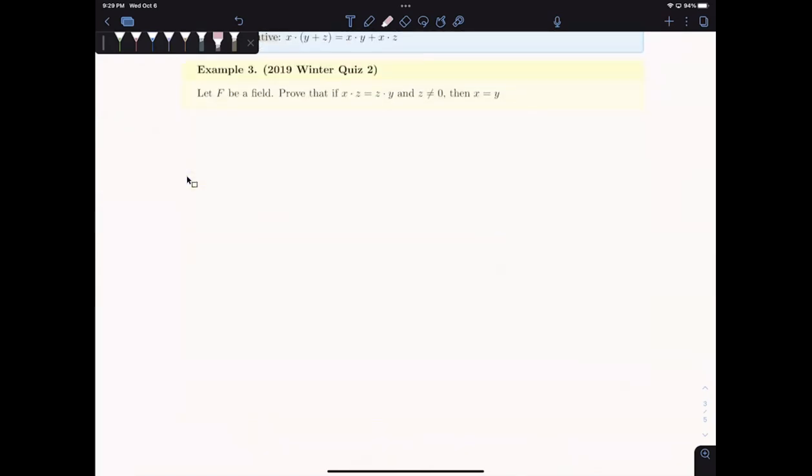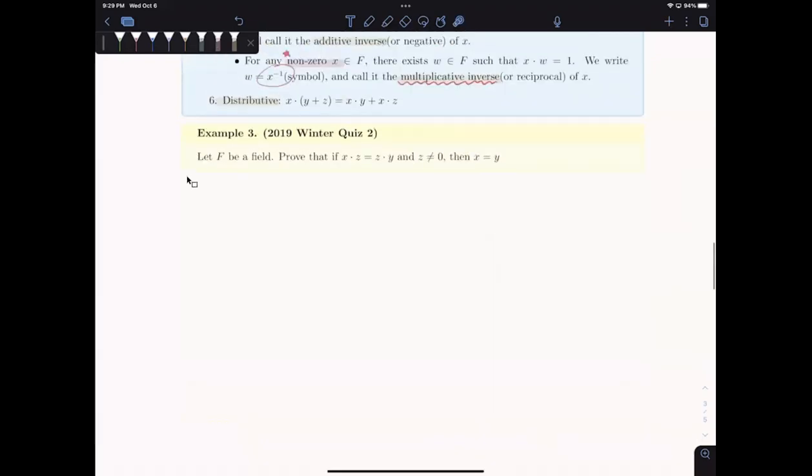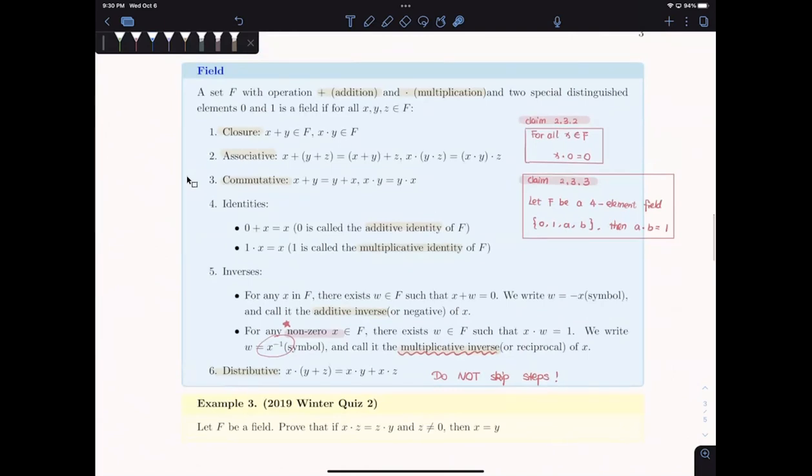Now let's try a question. So F is a field. Prove that if, oh, by the way, this is what I want to say. Really important. Do not skip steps. In field questions, you cannot skip a single step, okay? You have to do them step by step. For example, if you multiply both sides by something, then you do it, then you cannot switch order immediately. Yes, you need to state each axiom property you use for each of the steps.